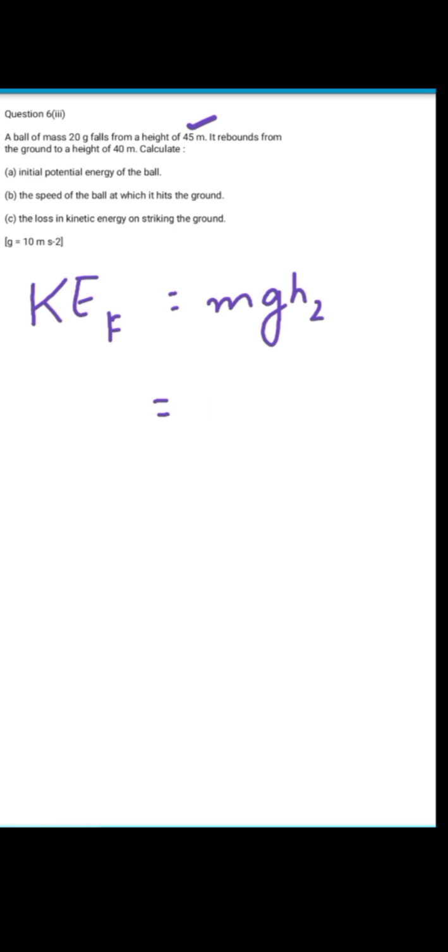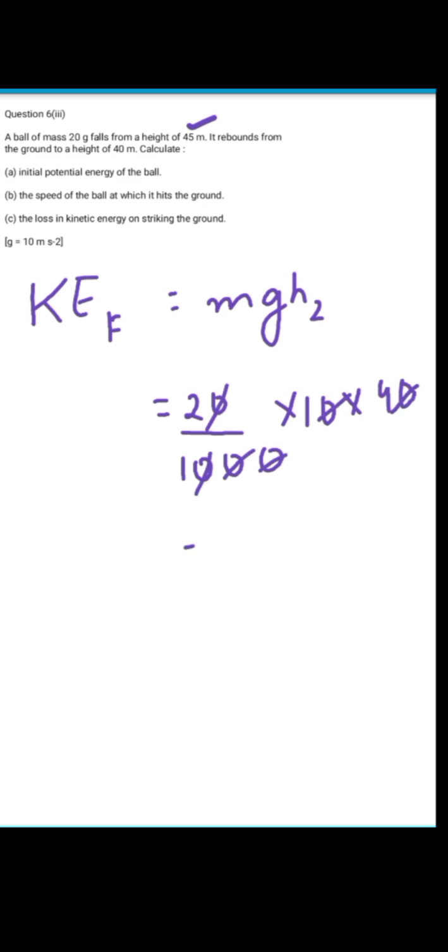So mass is 20 by 1000 into 10. What is the new height now? 40 meter. So the correct answer is 8 joule. So the initial kinetic energy was 9 joule and the final kinetic energy is 8 joule. So what is the loss in kinetic energy? 1 joule, right?